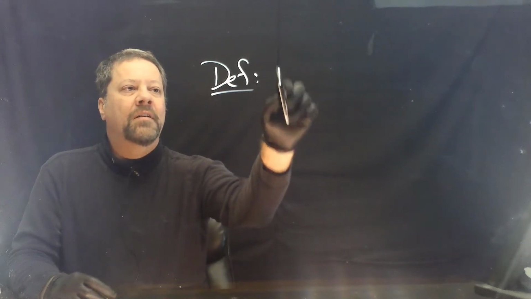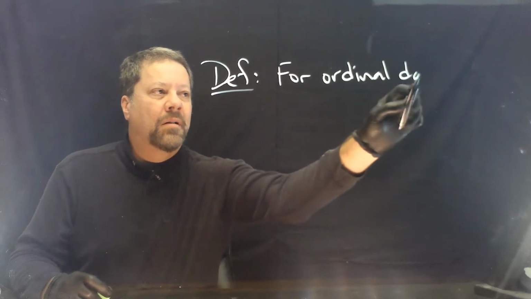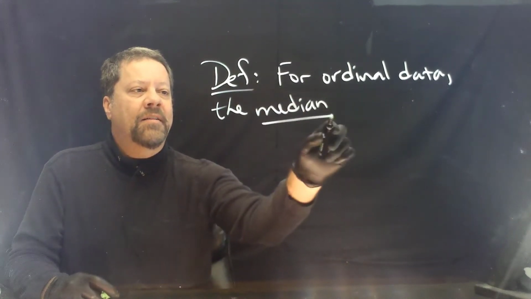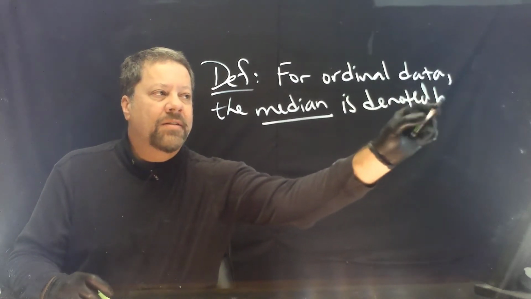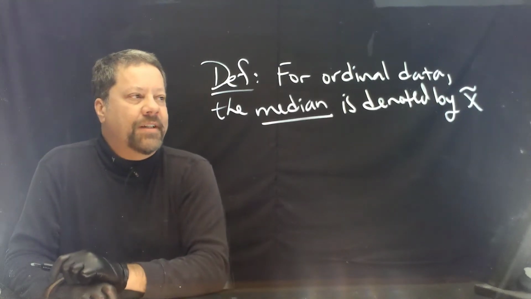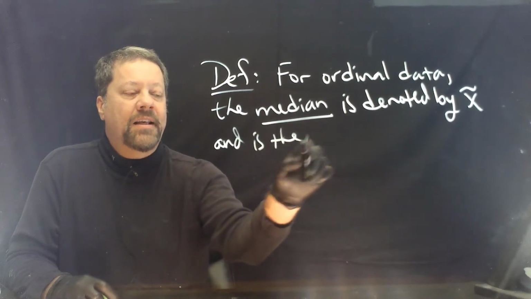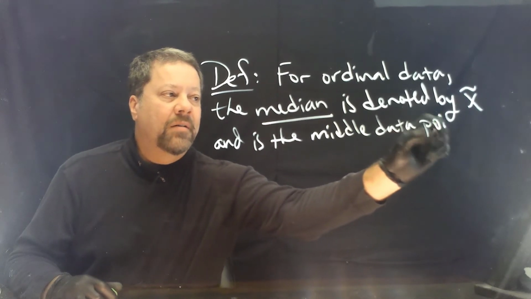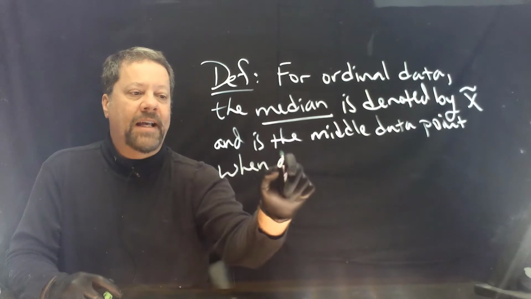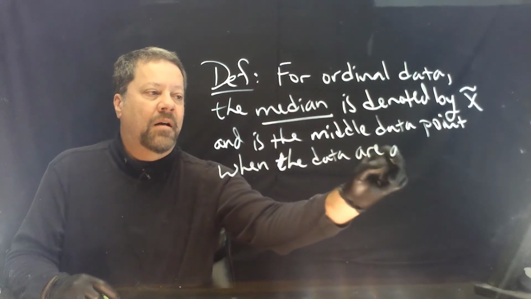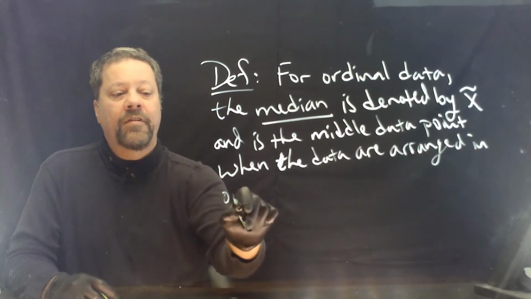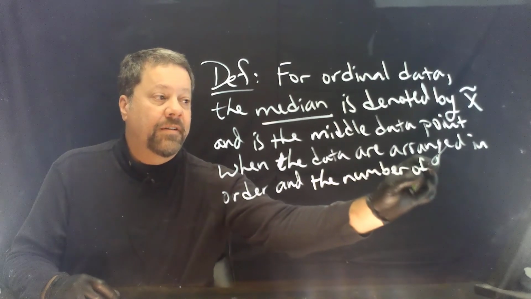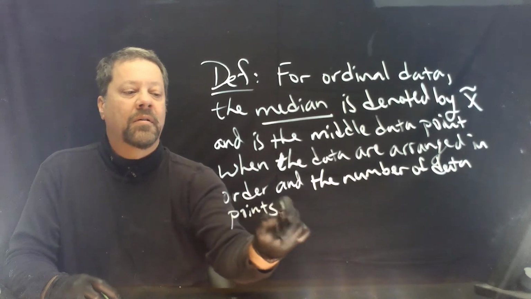If you have ordinal data, which means you can arrange them from least to greatest, the median, denoted by x tilde, with a little tilde over the top, is actually the middle data point when the data are arranged in order from least to greatest, and the number of data points is odd.